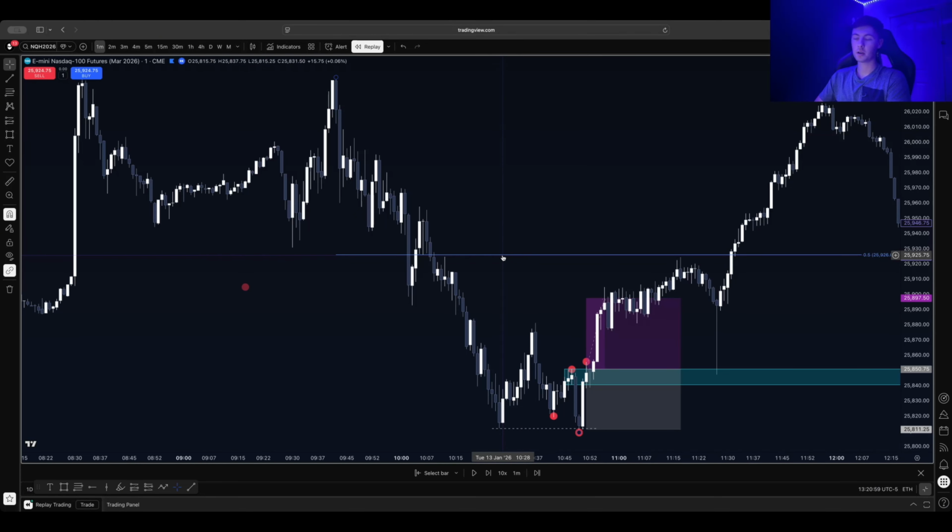And so anything below that 50% level is a discount, anything above is a premium. So if you are buying, you want to be buying in a discount and selling in a premium. So what does that mean in this case? You want to be buying in a discount and taking profits in a premium range. Anything at or above 50% of this dealing range is fine.